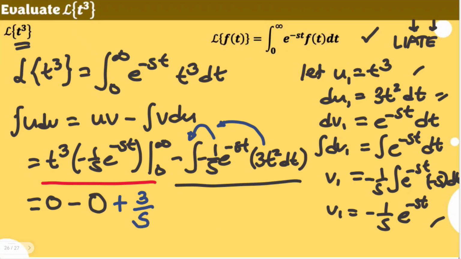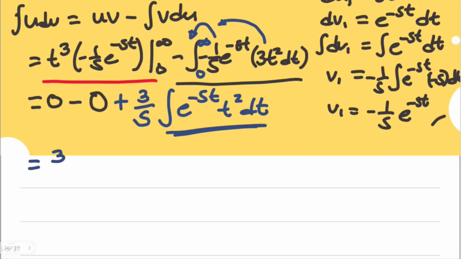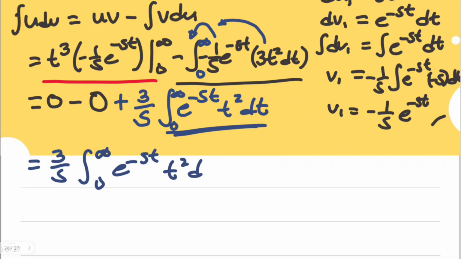Take note, what remains here is again the integral from 0 to infinity of e to the power of negative st times t squared dt. Notice that this is equivalent to our previous form, the quadratic form. Nevertheless, you already have the equivalent for that in the previous video, but allow me to continue doing this. It's equivalent to 3 over s times the integral from 0 to infinity of e to the power of negative st times t squared dt.